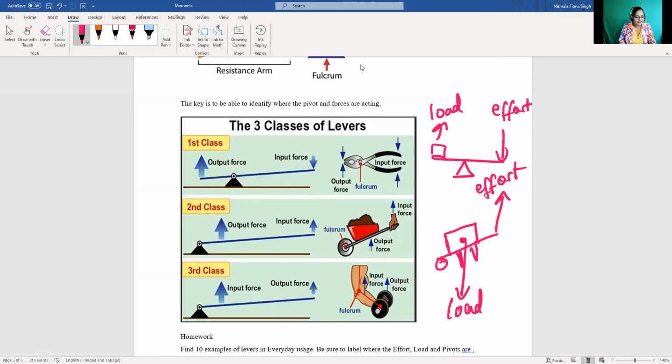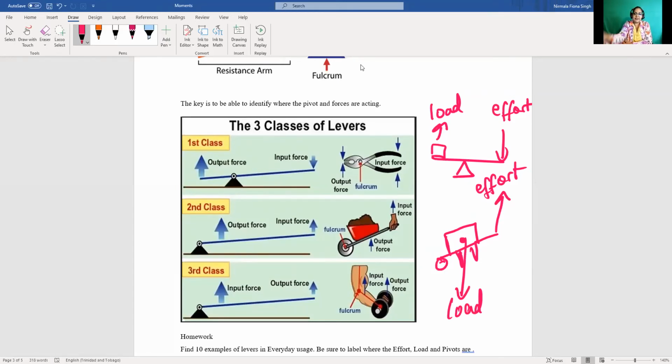We have, say, an example: your arm. Our arm is a lever system. And what is our pivot? What bends on our arm? Your elbow. This is what is bending, right? It's a hinge joint, so it moves up and down, right?